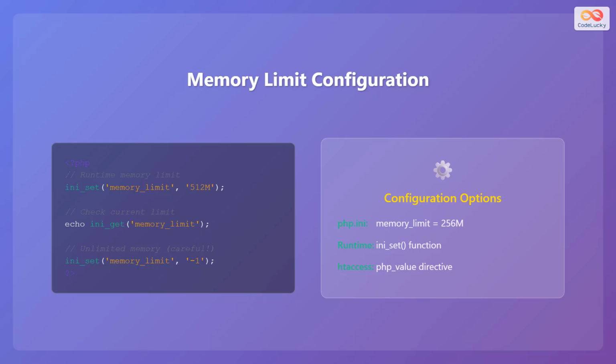Memory limits can be configured in various ways. The first is in the php.ini file, using the memory_limit directive. The second is at runtime, where you can use the ini_set function to change the memory limit. The third is on a per-directory basis using the .htaccess file, using the php_value directive.